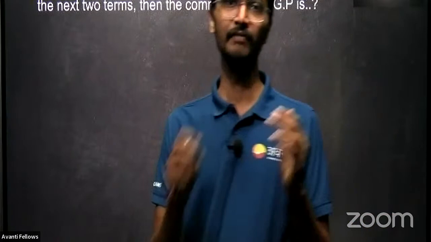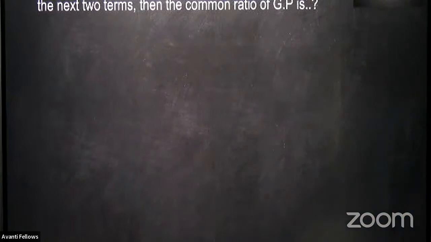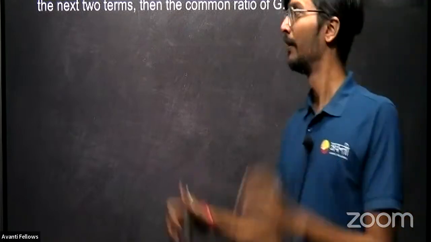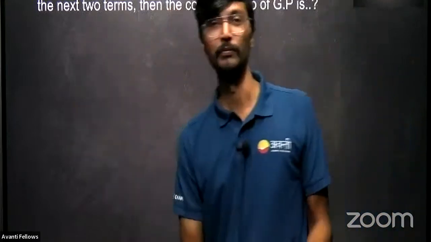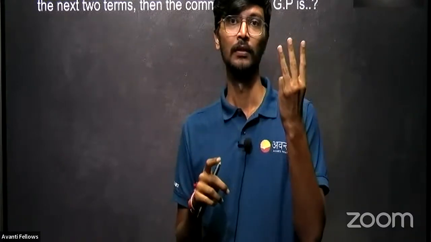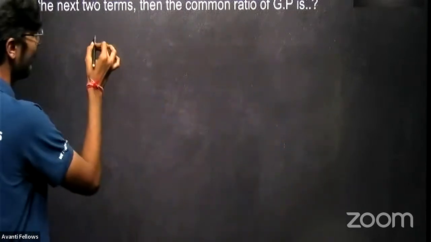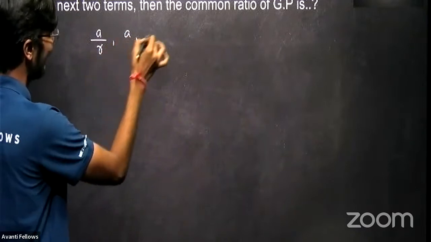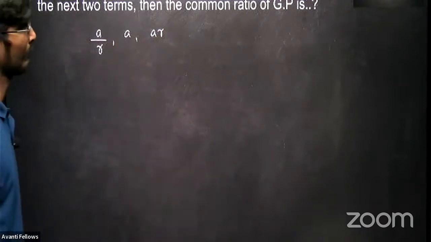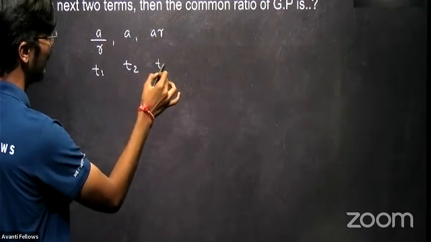Same thing again. I am saying we want A and R basically. In a GP of positive terms, any term is equal to the sum of the next 2 terms. So that means the first term is equal to the sum of the second term and third term. So I have to assume 3 terms. Again we can assume them as A upon R, A and AR. We have to assume 3 terms. This is the first term, this is the second term, this is the third term.